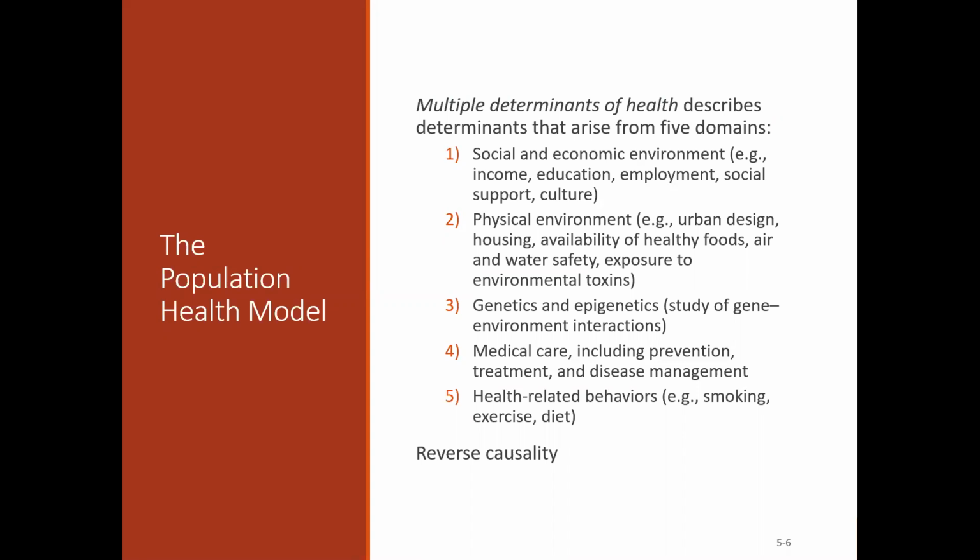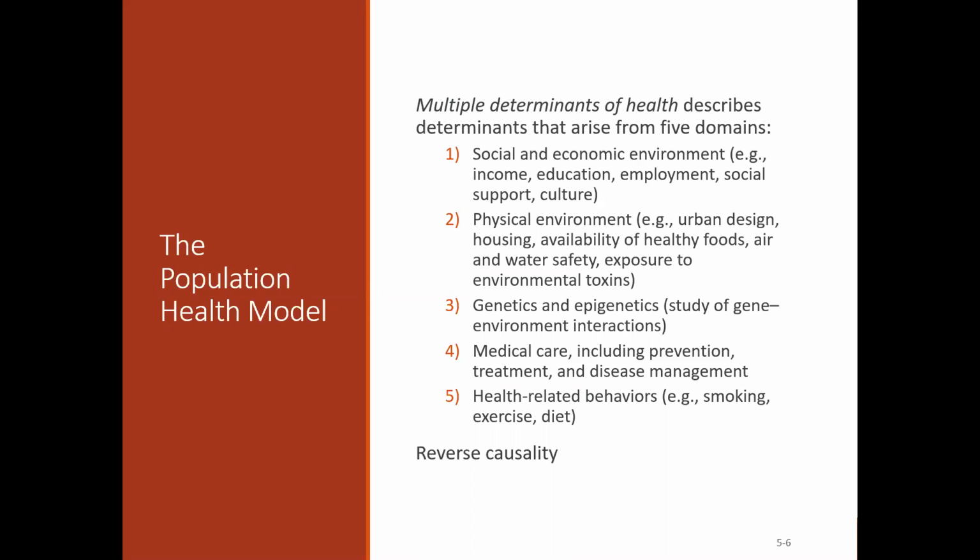We also know it's important to look at the physical environment. So for example, urban design, housing. We know housing issues pose a problem for poor or good health outcomes depending on where people live. We also know availability of food. In rural South Dakota, we know that there are a lot of food deserts, and even in urban areas, so access to healthy foods is certainly an important piece of prevention of diseases. Also looking at air and water safety, and exposure to environmental toxins.